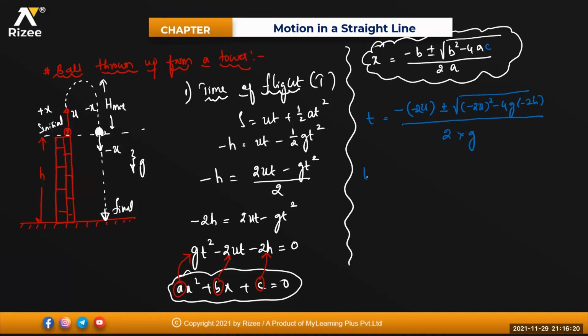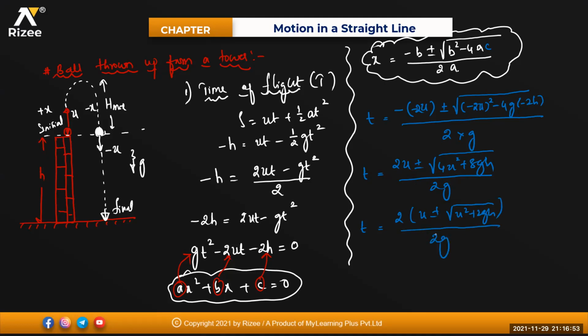So if I simplify this one, t equals minus minus plus, so this is 2u. Time will always be positive, so plus or minus under root of 4u square plus 8gh divided by 2g. Is that clear for everyone? Okay. If I simplify further, taking 2 common, t equals u plus or minus under root of u square plus 2gh divided by 2g. Can I write like this?